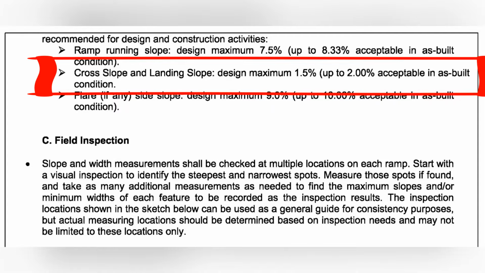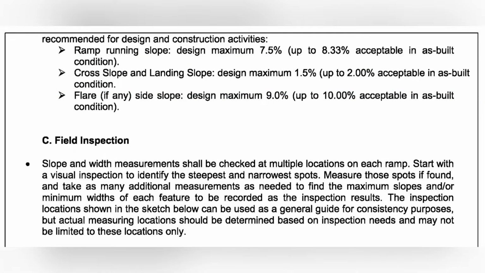Cross slopes and landings are locations where you would maneuver a wheelchair. This landing should be designed and constructed at 1.5% max in either direction. The maximum acceptable as-built grade will be 2%.